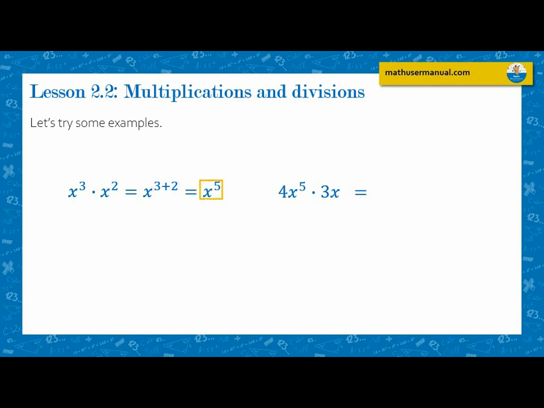To the right of the screen, we see a problem that looks harder, mainly because of the coefficients of 4 and 3. But let's start with what we know. Beginning with the fact that this x doesn't have a written exponent, do not make the mistake of saying the exponent is 0. The exponent is actually 1, always. When a number or a letter doesn't have a written exponent, it means it has an exponent of 1.